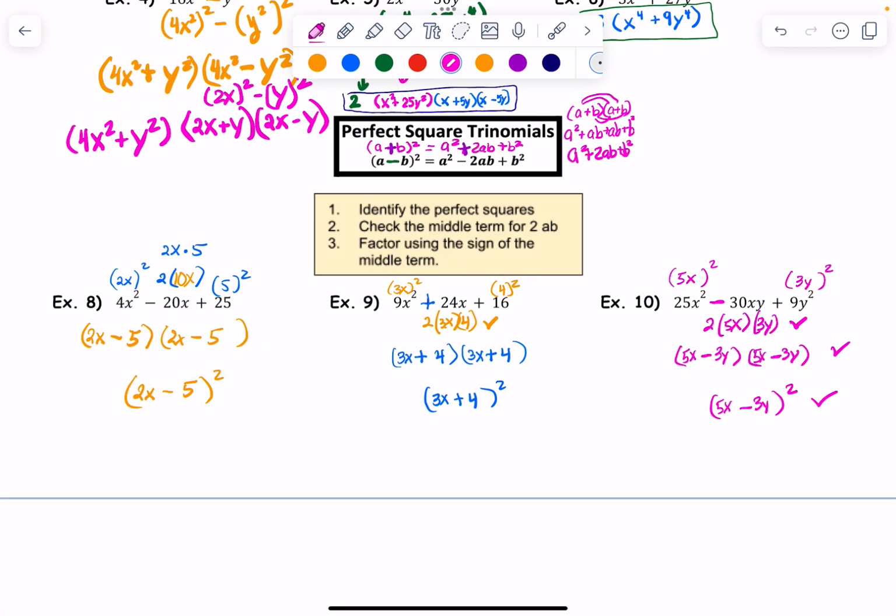All right, well, there you go. There are your examples of your perfect square trinomials and your difference of squares.